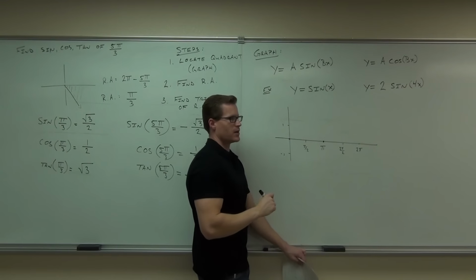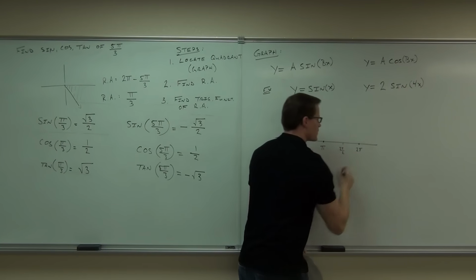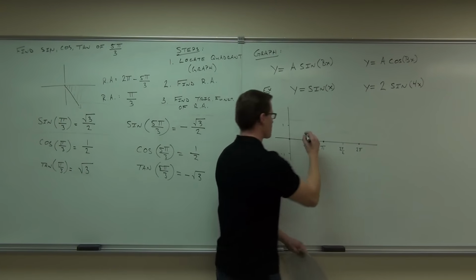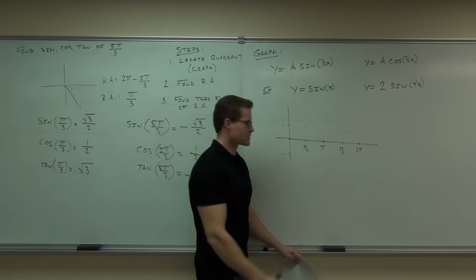What's sine of 2 pi? Yeah, of course, because it's going back to the same thing as 0. So sine of 0 is 0, sine of 2 pi has to be 0. What's sine of pi over 2? Tell me that. And sine of 3 pi over 2?